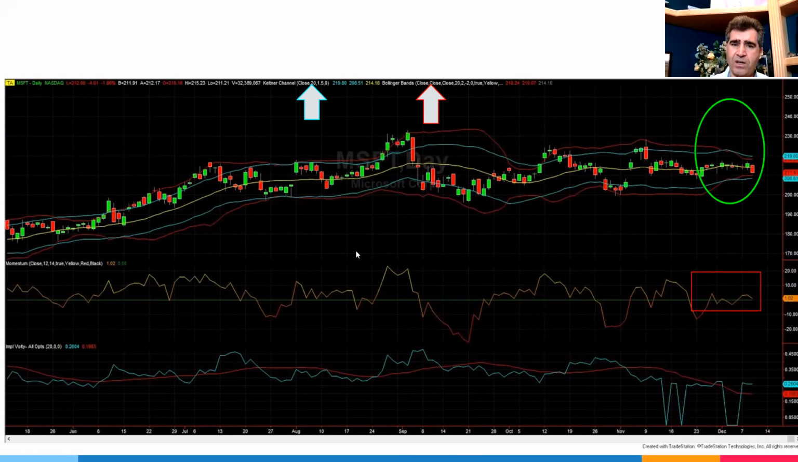Now, you could use RSI, you could use MACD, but this momentum oscillator is a pure momentum, which again uses the 14 bars and 12 average. It tells us the strength of the price movement compared to the past, and how strongly it's moving in that direction.